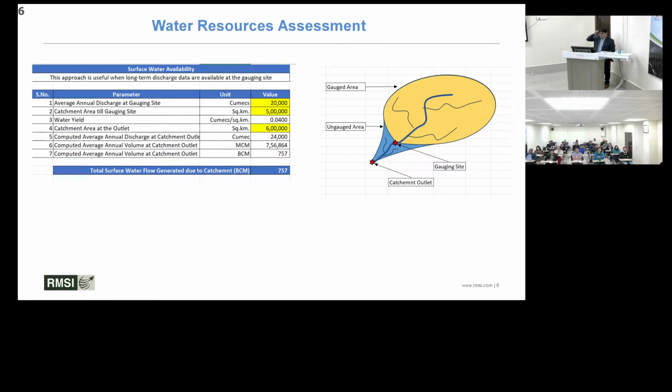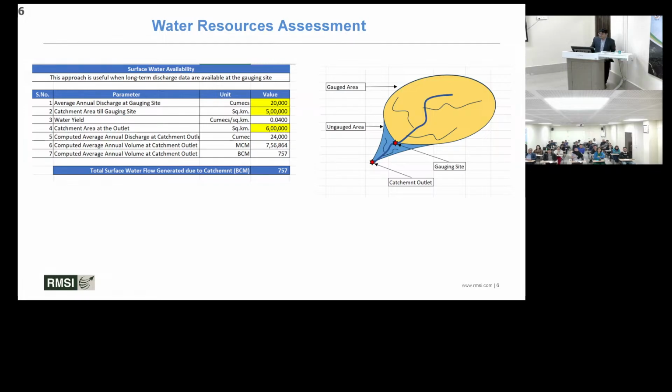In the picture on the right-hand side, you can see a pictorial view of the catchment area. The yellow portion is the gauged catchment area. Gauged catchment means that at the outlet of the catchment you have a monitoring or observation site where you are measuring water level, discharge, water quality, and sediment. Specifically, you are measuring the water discharge at the outlet of the catchment, which is called a gauged catchment.